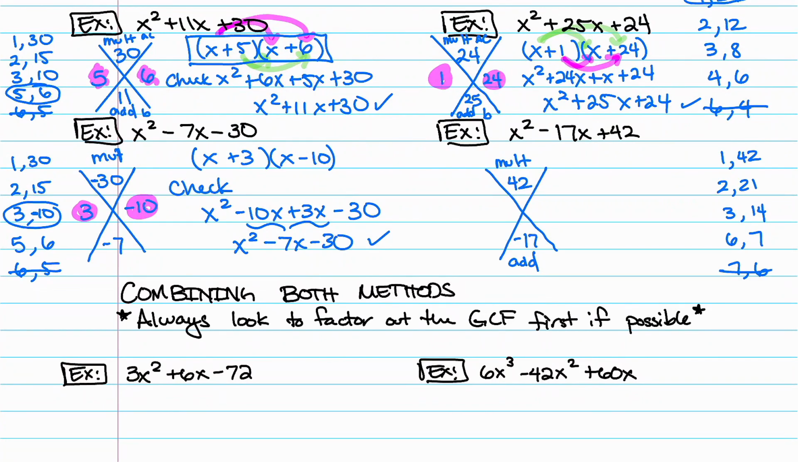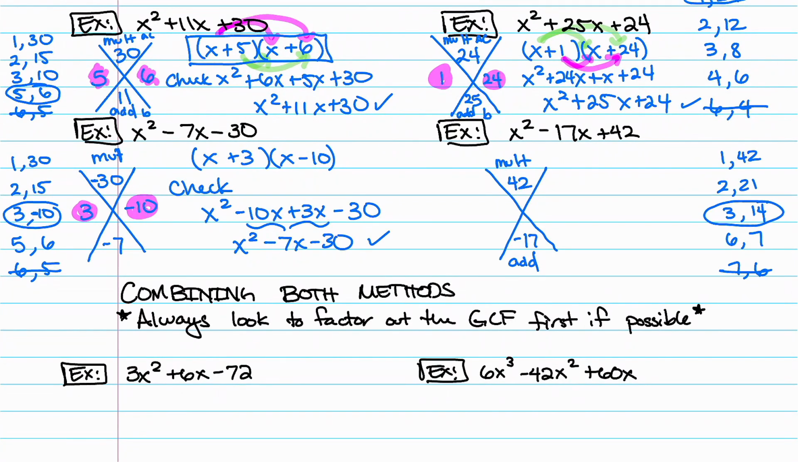I'm trying to multiply to a positive 42 and add up to a negative 17. Which one of these will add up to 17? Well, 1 and 42, I can't do any combination there. 2 plus 21 is 23. If I subtract them, that's like 19. That's not going to work. 3 and 14 will add up to 17, but I don't want a 17. I want a negative 17.